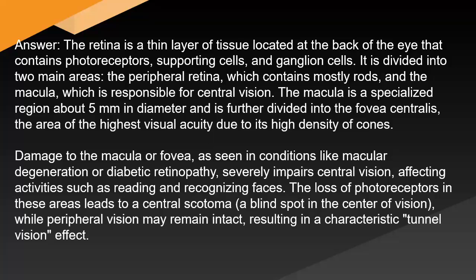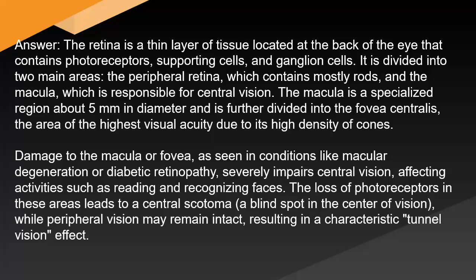Answer: the retina is a thin layer of tissue located at the back of the eye that contains photoreceptors, supporting cells, and ganglion cells. It is divided into 2 main areas: the peripheral retina, which contains mostly rods, and the macula, which is responsible for central vision. The macula is a specialized region about 5 millimeters in diameter and is further divided into the fovea centralis, the area of the highest visual acuity due to its high density of cones.